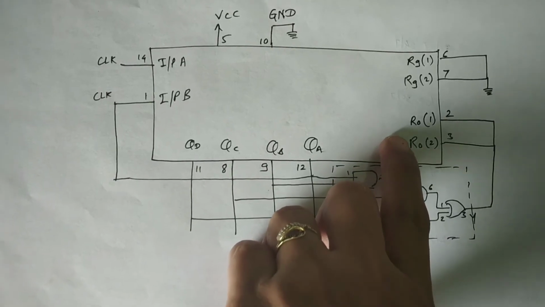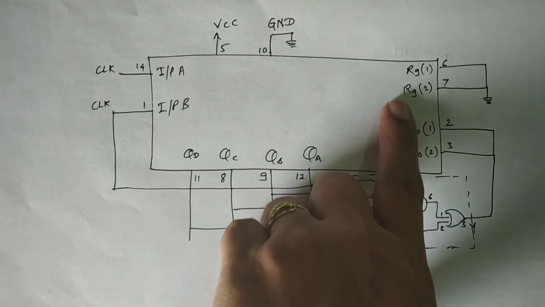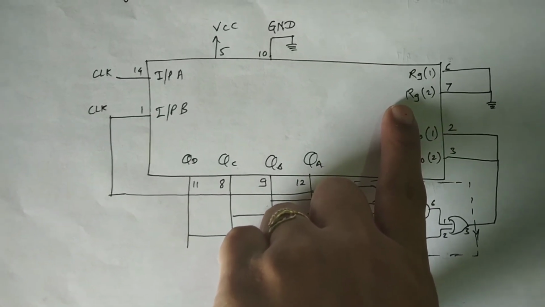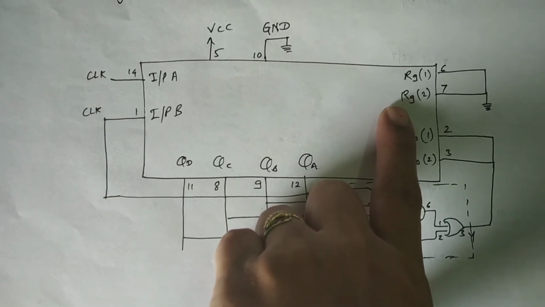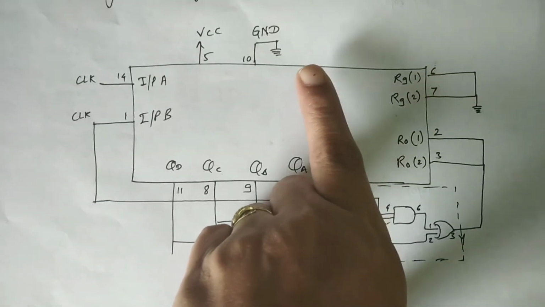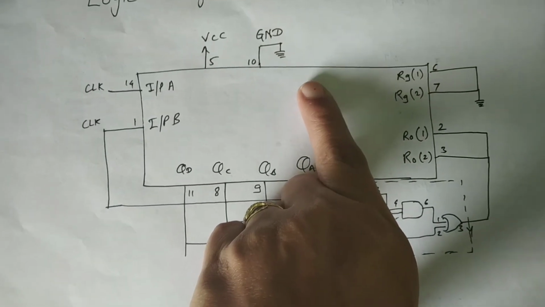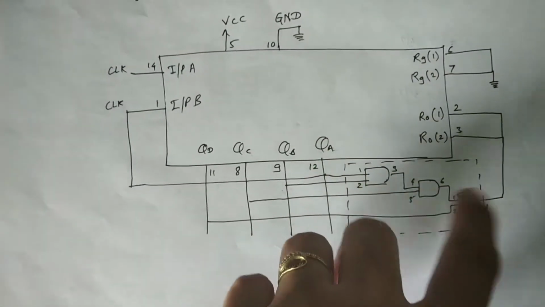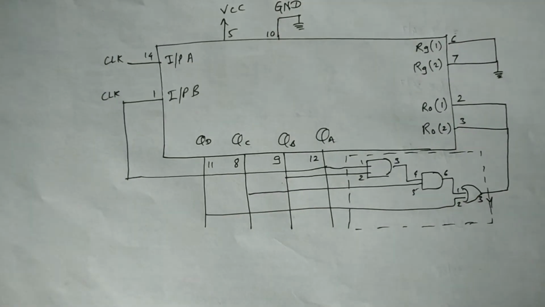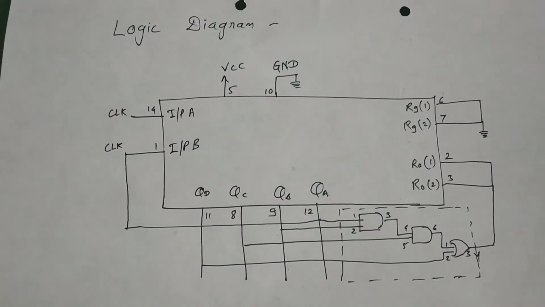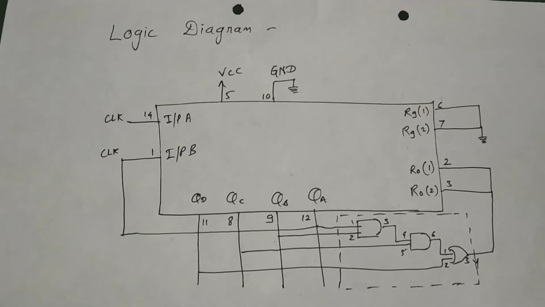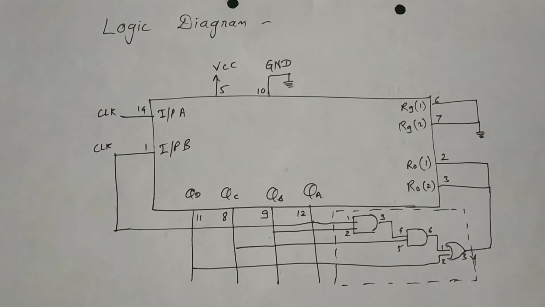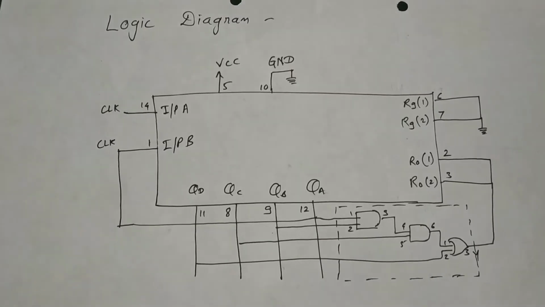Other than that, R91 and R92, that is the preset pins, are of no use, that's why I set them to ground, right? Then pin number 5 is the VCC pin and pin number 10 is the ground pin, right? By observing these connections, I have to implement them on the kit. So as per the pin diagram, we have to make the connections, right?